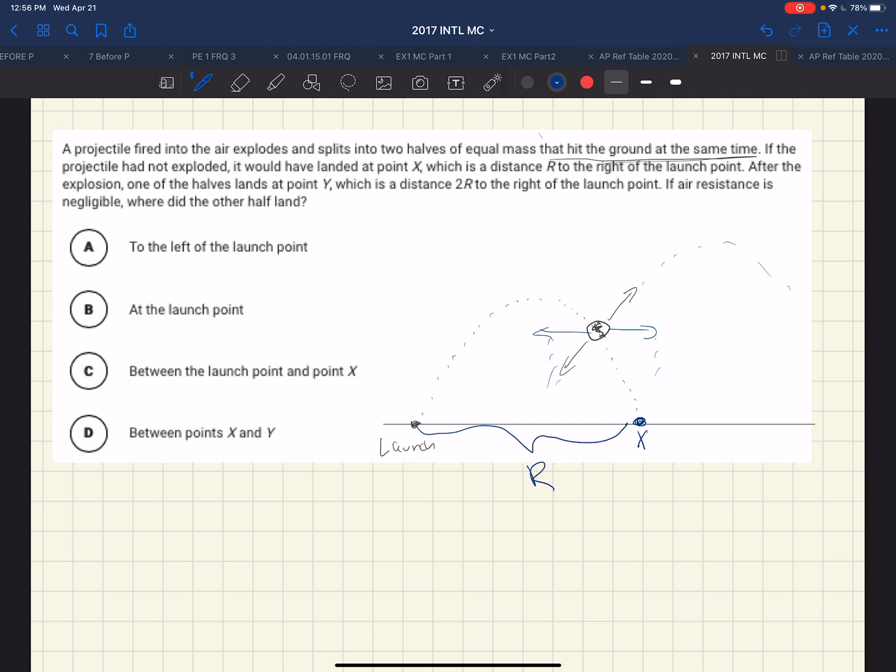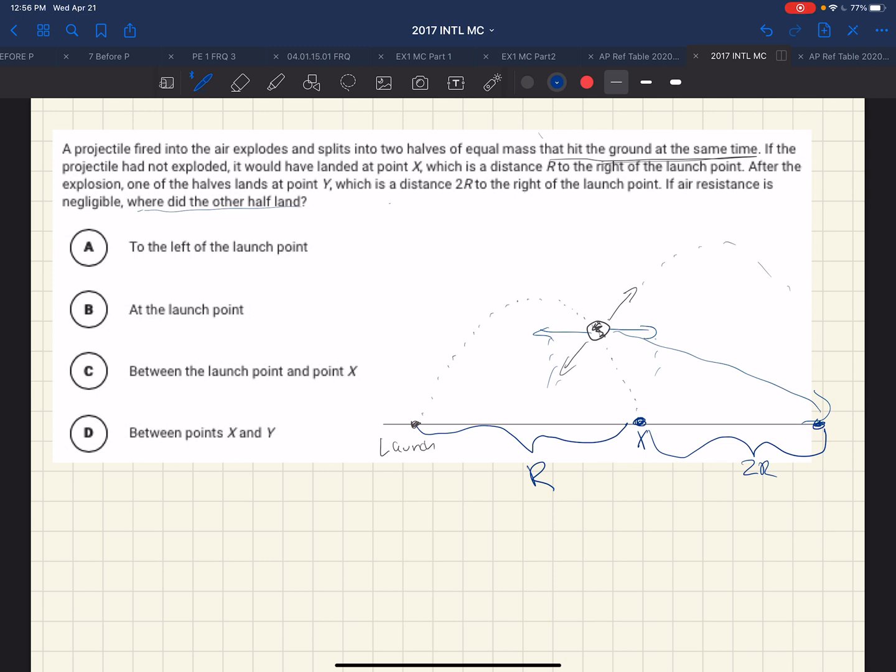After the explosion, one of the halves lands at point Y, which is a distance 2r to the right of the launch point. So here's 2r. So one goes this way. If air resistance is negligible, where did the other half land?